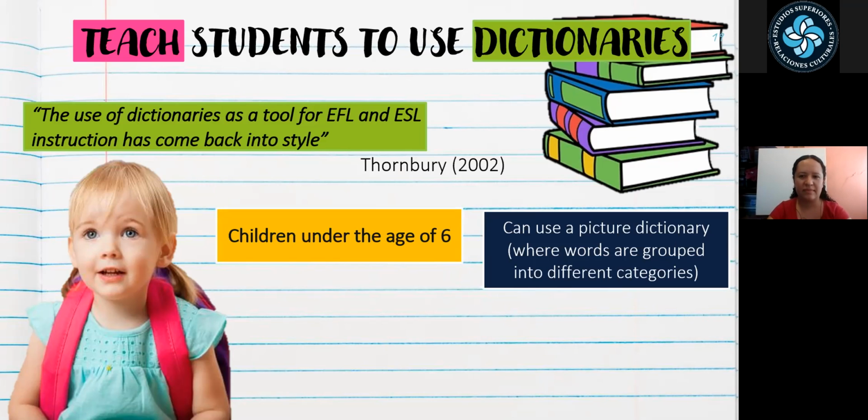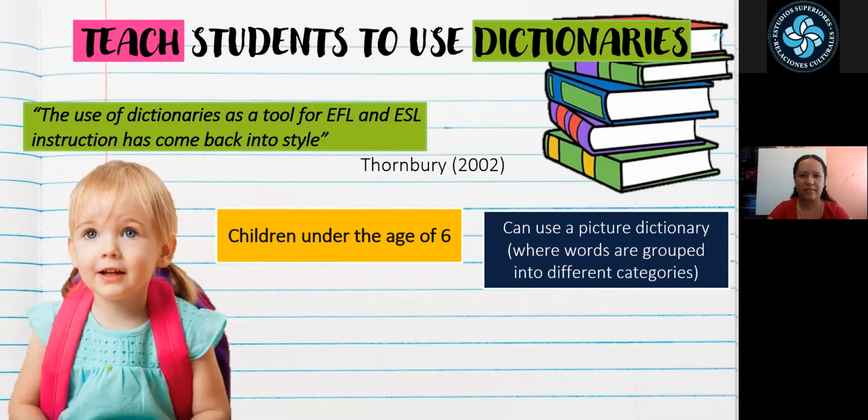So here we have that children under the age of 6 can use a picture dictionary. I don't know if you have seen a picture dictionary. It's very useful for children. For example, if you taught a lesson about food, maybe at the end of the lesson, you can ask your students, what words were new for you, or what words didn't you know? And maybe one student can say, I didn't know the word pineapple. So you can say, okay, in your picture dictionary, you can put that word that you didn't know in your notebook, so they can have a record of new words.